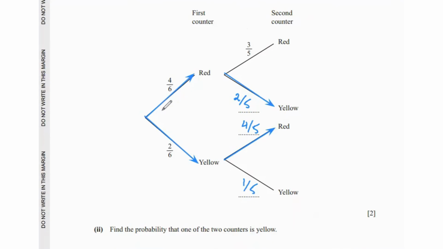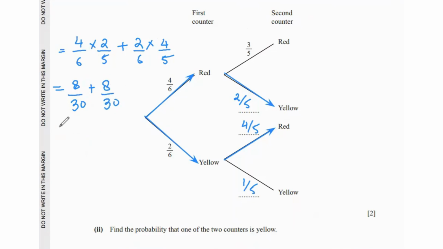So as you would know, when you're going along the branches, you multiply the probabilities. But if you go across the branches, you add the probabilities. So we do 4 over 6 times 2 over 5 for the first possibility. And for the second possibility, it's 2 over 6 times 4 over 5. So that's going to be 8 over 30 plus 8 over 30. And that's 16 over 30, which you can simplify to 8 over 15. That is your answer.